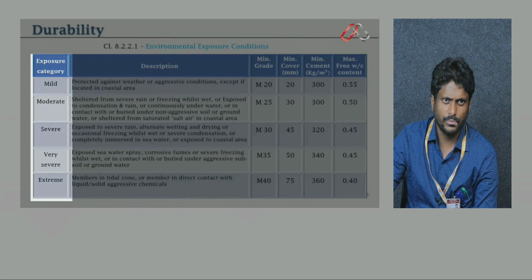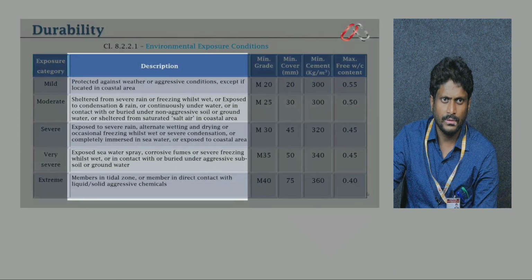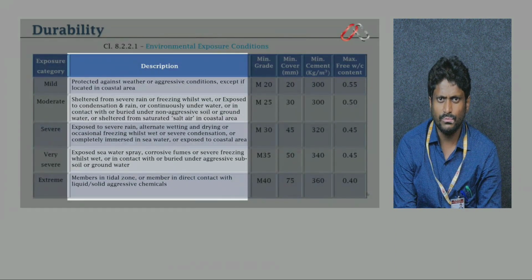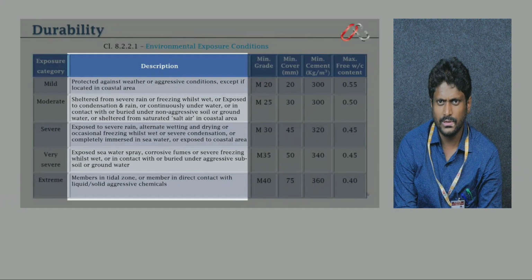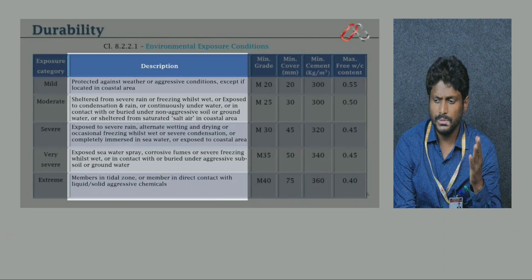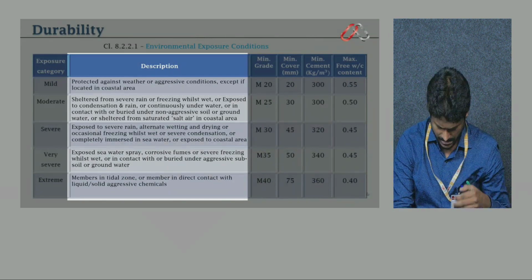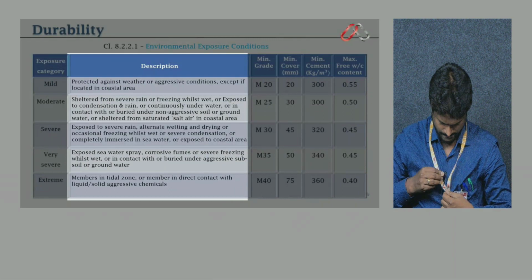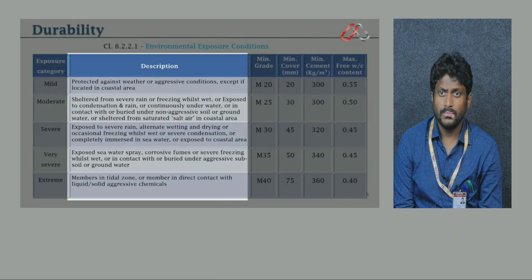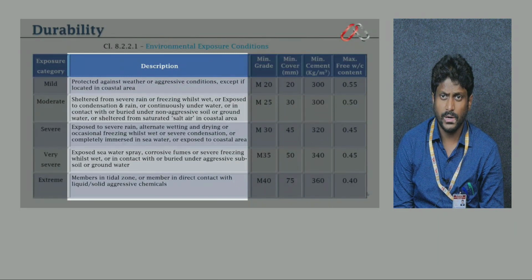Then from the description point of view, mild is protected against weather or aggressive conditions, except if located in coastal areas. Then you can see here sheltered from severe rain or freezing, whether wet or exposed to condensation. This is a condition in moderate. This we can use for M25, M30. Similarly, if you see the mild, the minimum grade is M20, the minimum cover is 20, whereas the minimum cement content is 300 and the maximum free water cement ratio is 0.55.